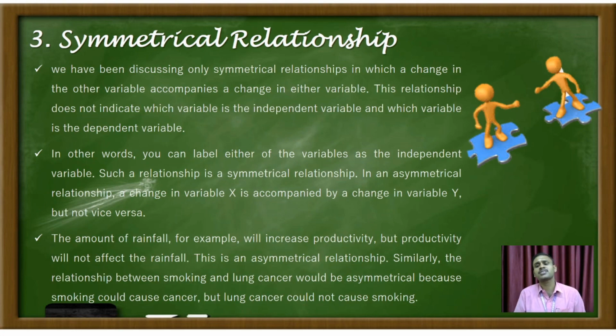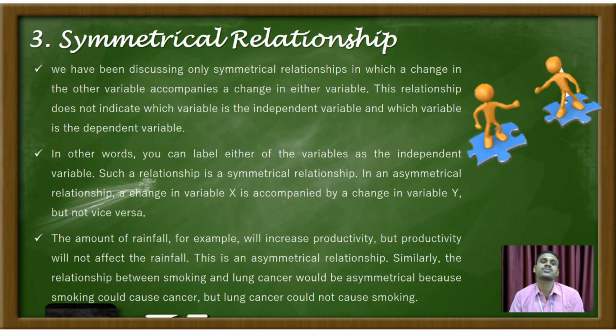Then the third one is called symmetrical relationship. We have been discussing only symmetrical relationships, in which changing one variable accompanies changing the other variable. If one variable is changing, automatically the other variable also changes. This relationship does not indicate which variable is the independent variable and which variable is the dependent variable. In other words, you can label either variable as an independent variable. Such a relationship is a symmetrical relationship.